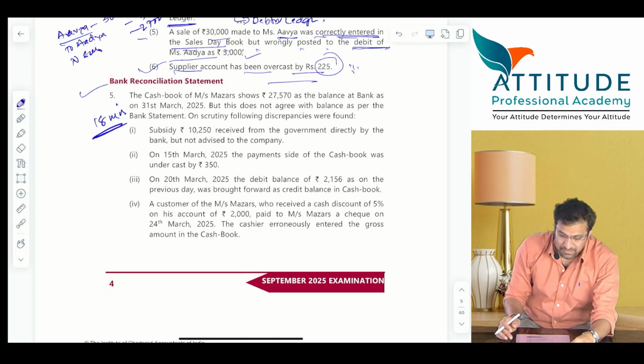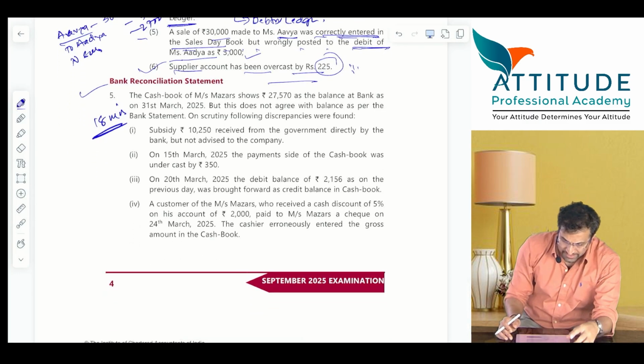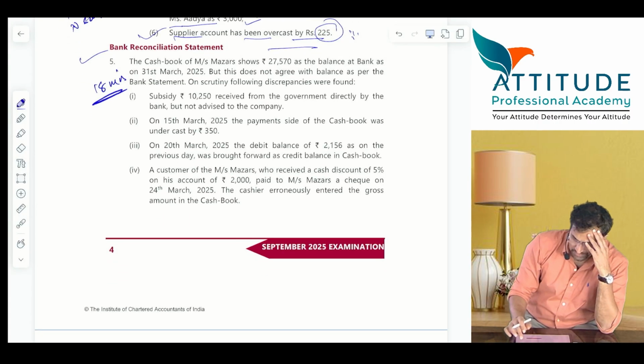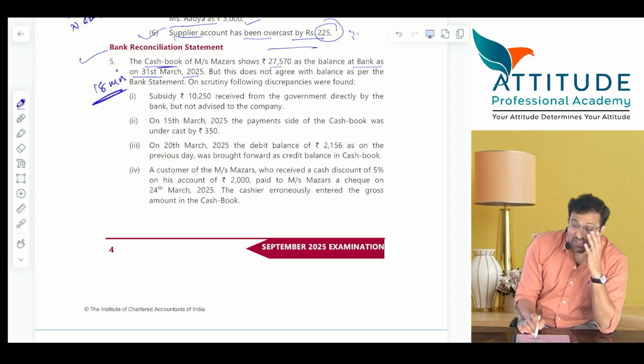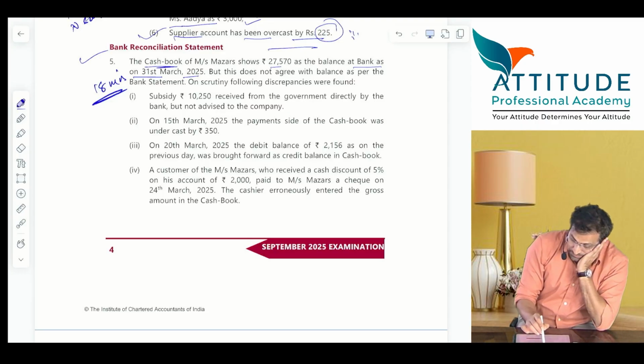Next. Shall we proceed? आ जाओ. Next one. The cash book of Mazars shows 27,570 as balance at bank as on 31st March. Cash book is the starting point. But this does not agree with the balance as per bank statement.